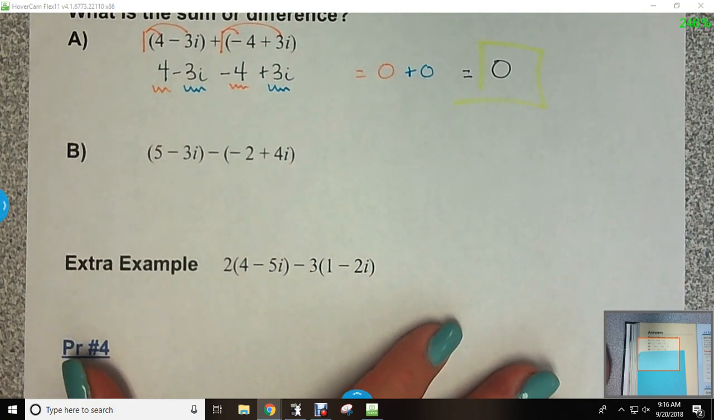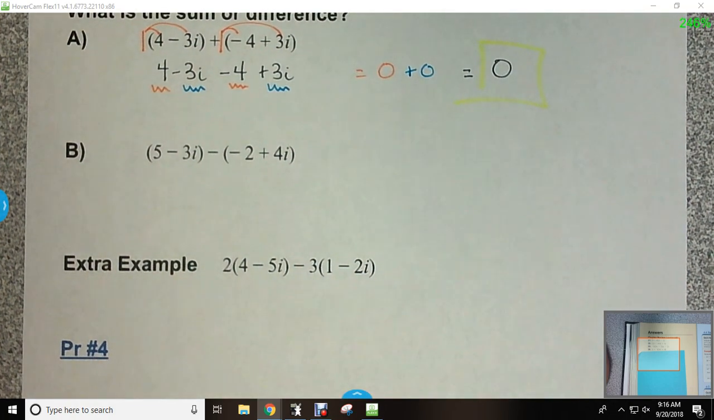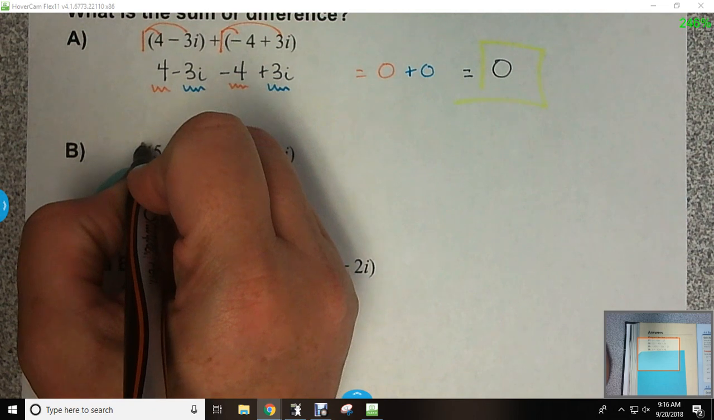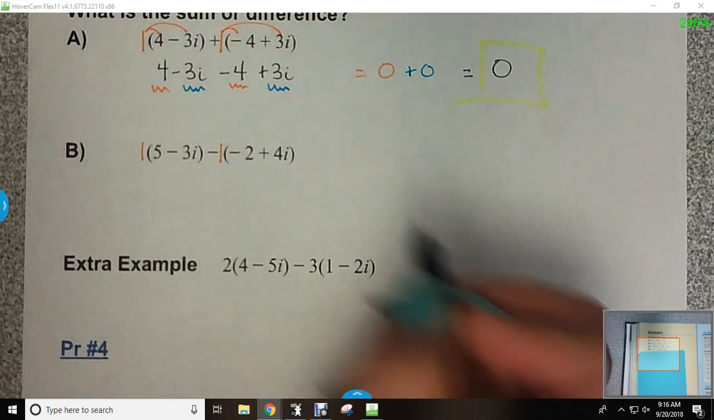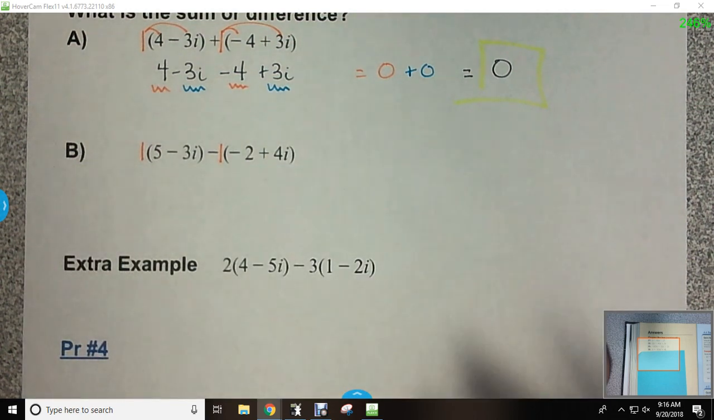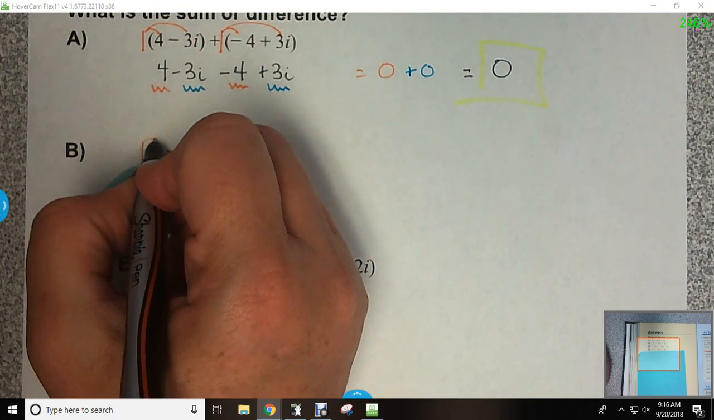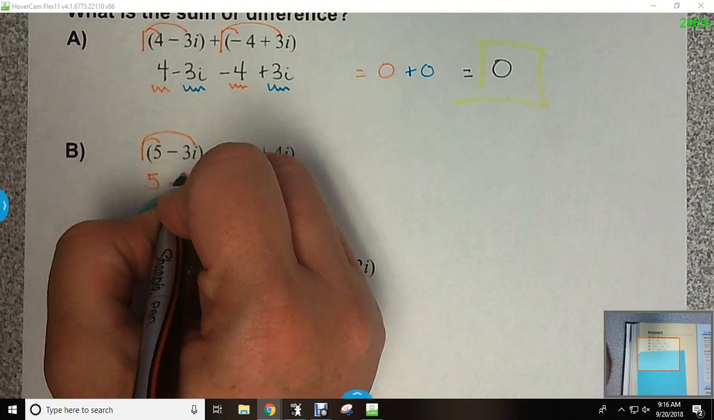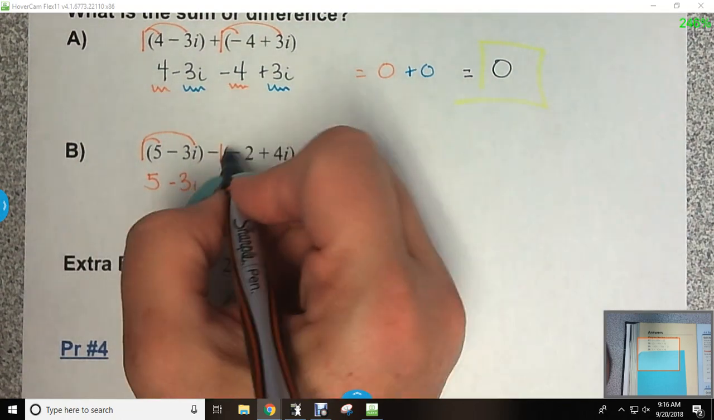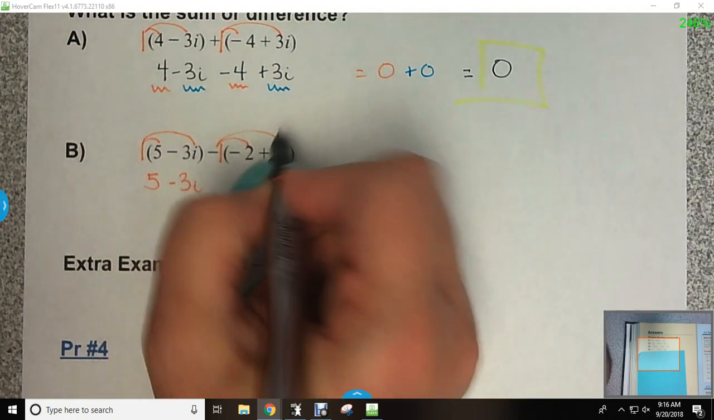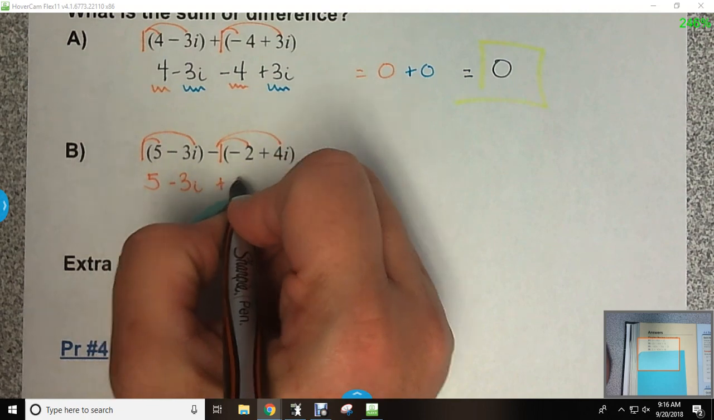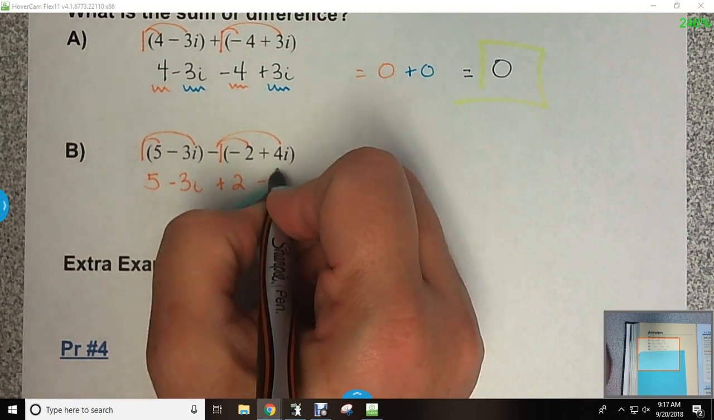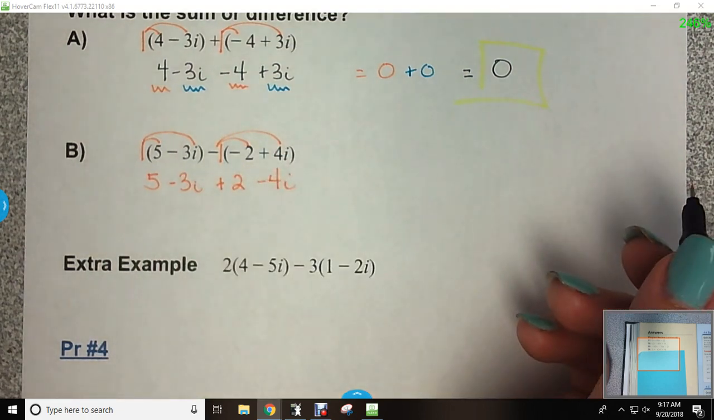It's a subtraction problem, so it is a difference. I've got to get rid of my parentheses. There's no number in front of them, so they're understood to be a 1. Distribute here. I get 5 minus 3i. Distribute my negative. Gives me a plus 2 minus 4i.